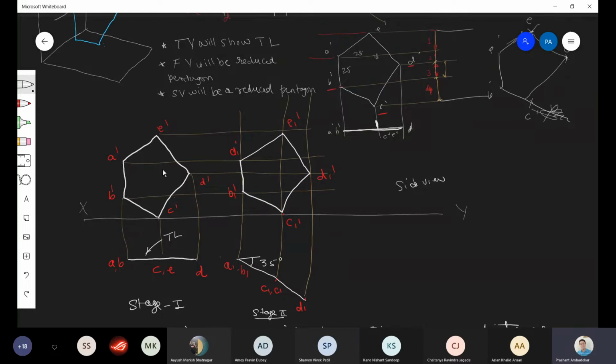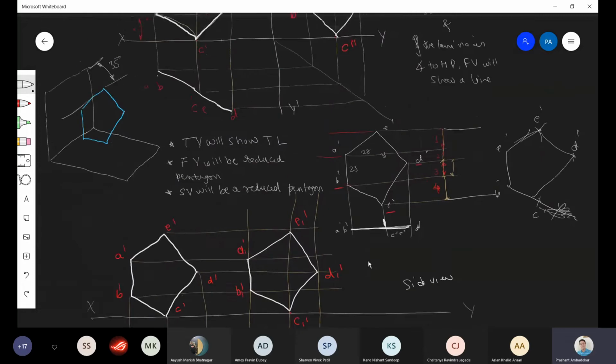Now, before I explain how to draw pentagon. Sir, I have a doubt. One more. Yes. So this stage one can be drawn in rough, right? No need. You can draw this entire thing in fair. In fact, when you are drawing it, this should be drawn in fair.